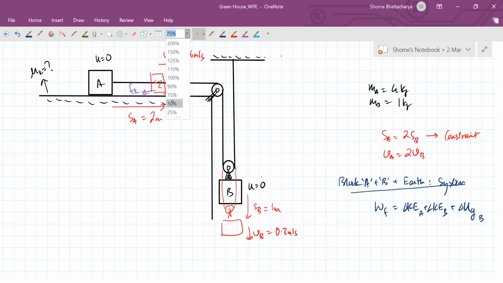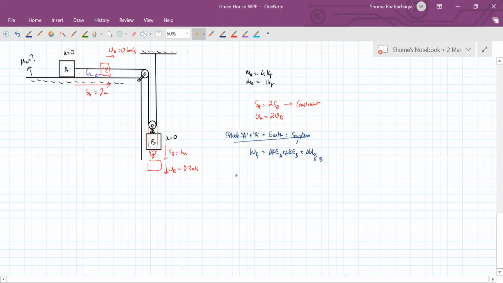Okay, so from the diagram we can understand now that the work done by friction will be minus of friction into displacement of A. That should be equal to half mv square for A plus half mv square for B, minus this quantity because B is coming down, so its potential energy is decreasing.